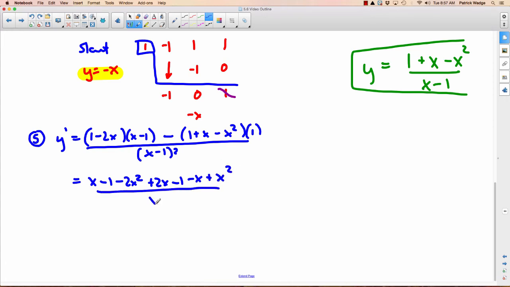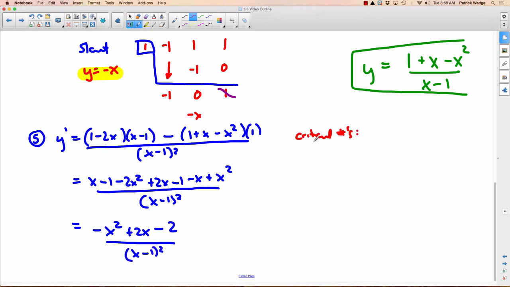Just leave the bottom the same, x minus 1 squared. Let's combine some stuff. X squareds, we have a -2x squared and an x squared, so it's -x squared. We have x, take away x, so those are gone, plus 2x. So we've got plus 2x here, and then we have -1, take away 1, which is -2. And that's all over x minus 1 squared.